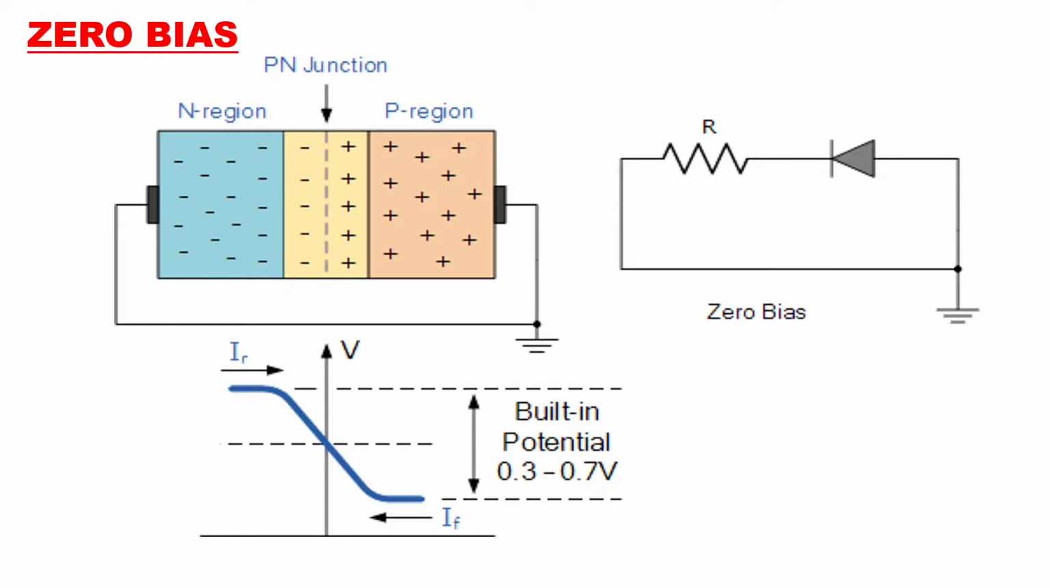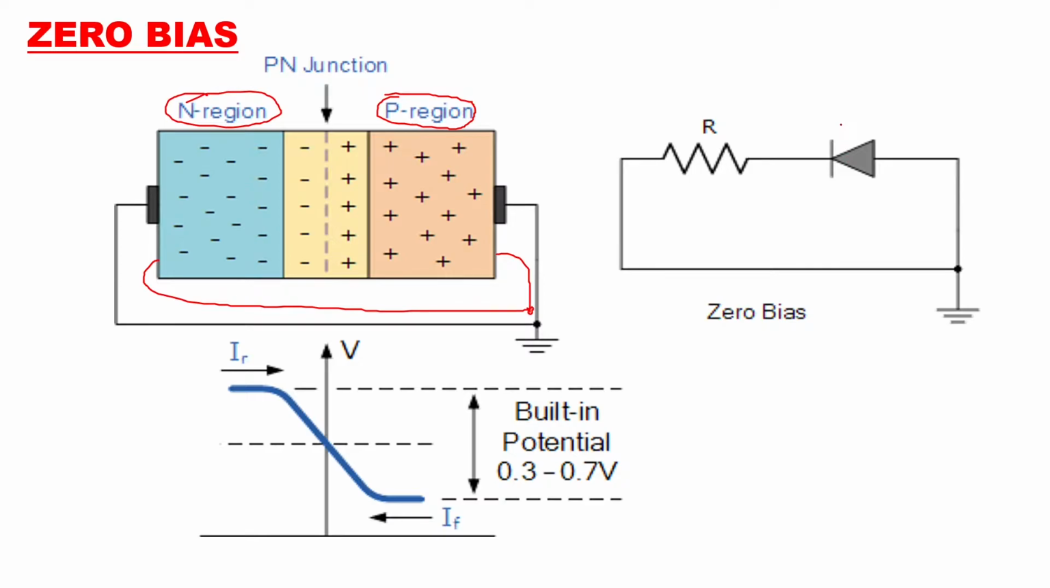So here you can see in zero bias, you have connected the PN junction to a ground. There is no voltage supply here. This is your P-type region and this is your N-type region, and both are connected to ground. So here you can see you have connected them to ground.